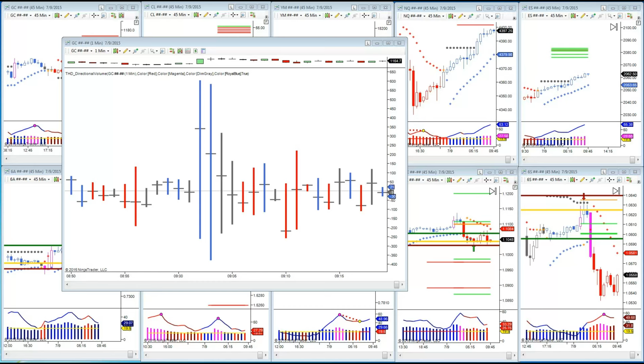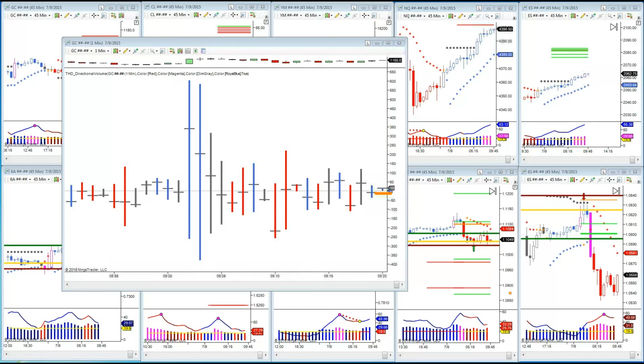Now they're making a high, but look, they're selling the high. Do you see that? Why do I say they're selling the high? Look at the delta. Look at the gray hash mark. Right here. Do you see that? They sold the high. I'm expecting a low. If it turns magenta, that tells you it made both a high and a low.